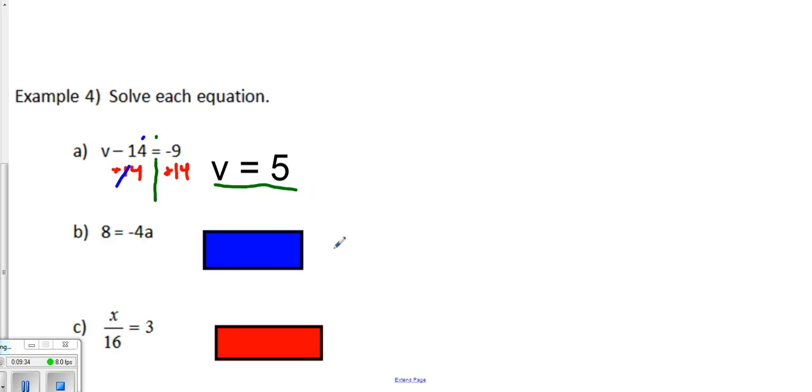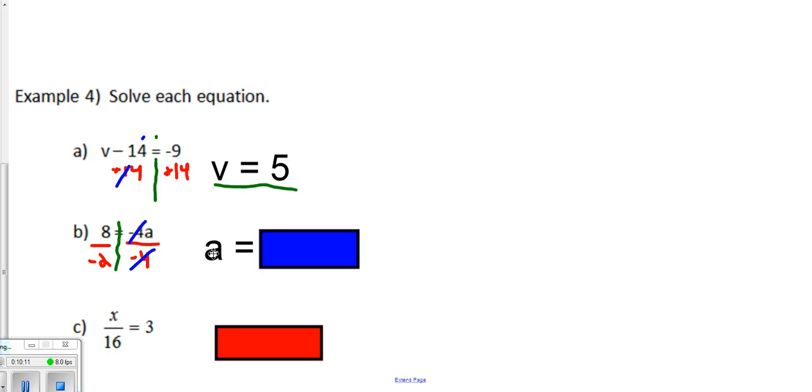Let's do the same thing for our next equation here. 8 equals negative 4a. Now again, what that means is negative 4 times a. So to get rid of that on both sides, we would divide both sides by negative 4. We do it on this side to get a alone, and we do it on this side. When we divide negative 4a by negative 4, the negative 4's will cancel out, meaning this side is just a.